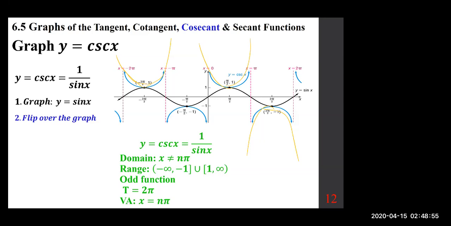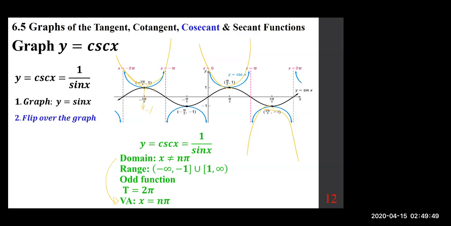Domain: whatever makes sine 0 is out. That means n pi is out. And immediately that becomes the vertical asymptotes. Range, all real numbers except what's in between -1 and 1. So I want you to see that from here to here, from -1 to +1, we don't have anything. But -1 and 1 are included, okay? In between, there is nothing. Is it odd or even? Take a look at sine. Because sine is odd, so is cosecant.